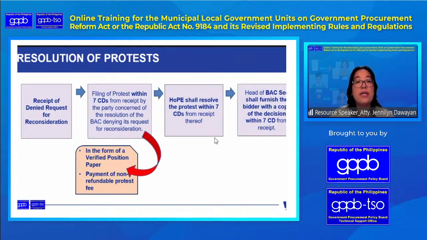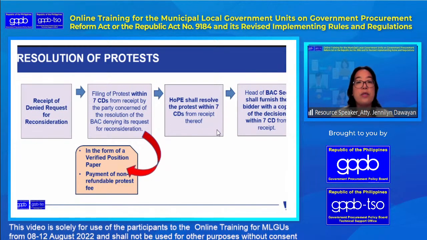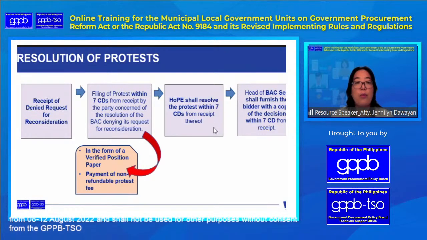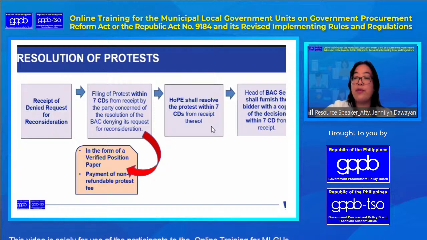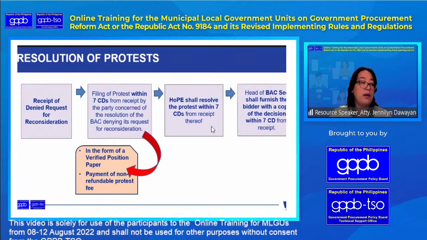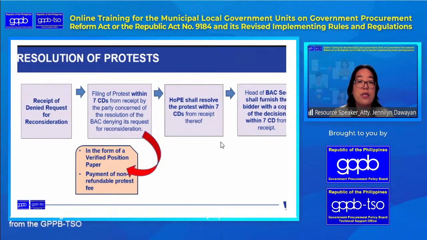And so after receipt of that or filing of the protest, the HoPE shall resolve the protest within 7 days. So of course we know that the HoPE naman will not do it by himself, no? He can be assisted also by the Bids and Awards Committee or other committees or other staff of the office, which is to assist him in the resolution of this protest. It must be within 7 calendar days.